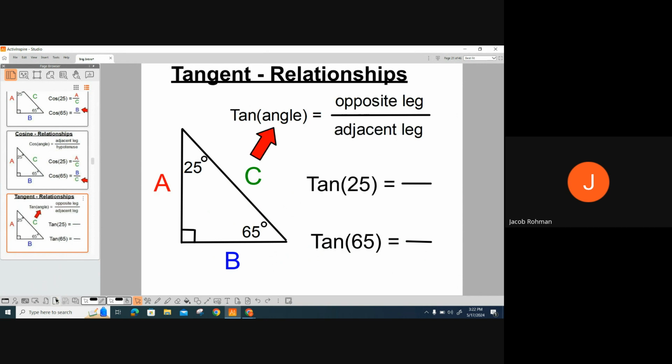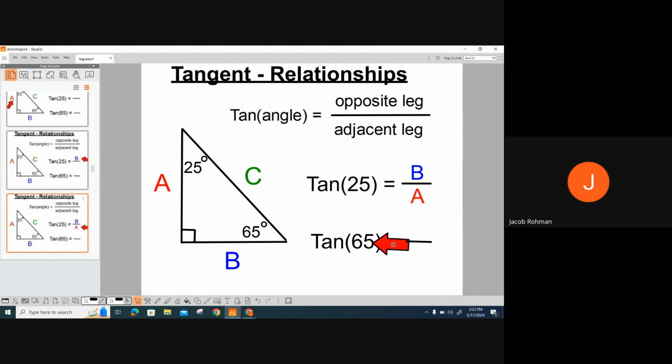And then lastly, the tangent relationship. So the tangent of the reference angle is equal to the opposite leg divided by the adjacent leg. So let's start here with our vantage point angle of reference as 25 degrees. So from 25 degrees, we're going to say the opposite leg is B, and the adjacent leg is A. So we would say B divided by A.